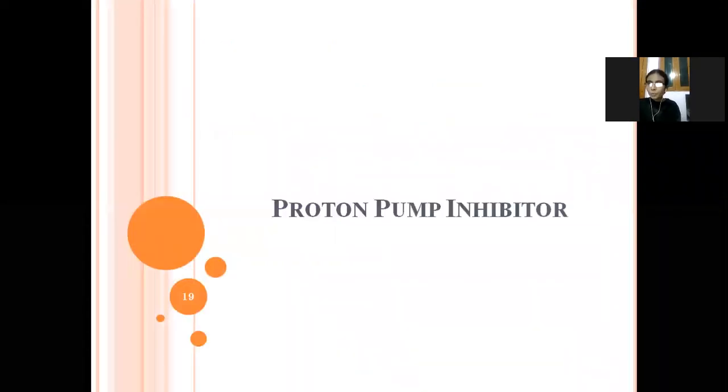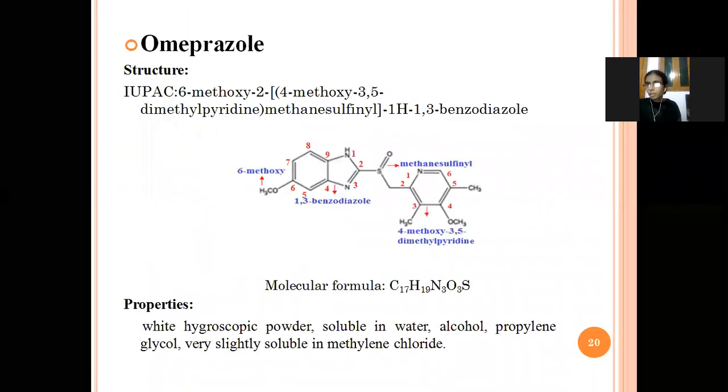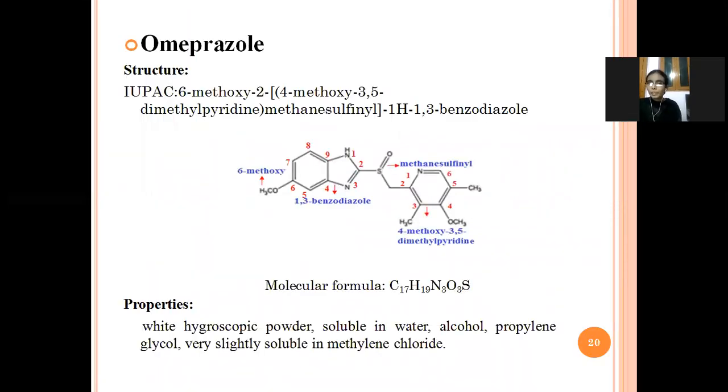Next is proton pump inhibitors. So in proton pump inhibitors, the first drug is omeprazole. And the IUPAC name is 6-methoxy 2, 4-methoxy 3,5 dimethylpyridine methane sulfonyl 1,3 benzodiazole. See here, this is the structure of the benzodiazole. In the first position and the third position, nitrogen atoms are there.